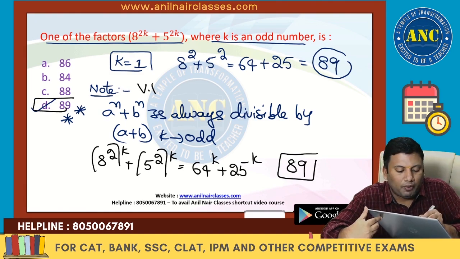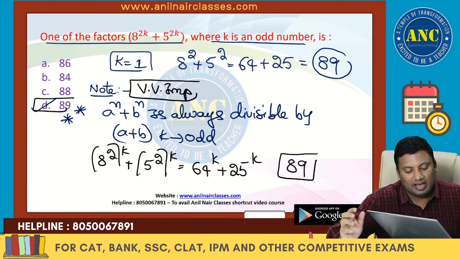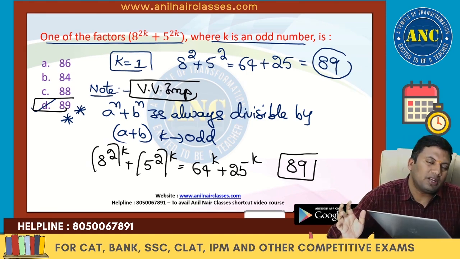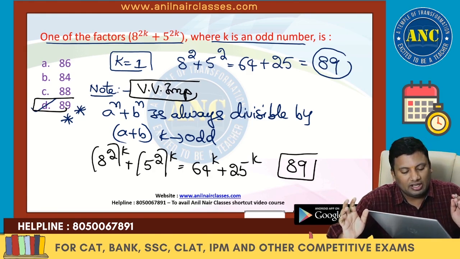Very, very important point. A power n plus b power n is always divisible by a plus b if n is an odd number.